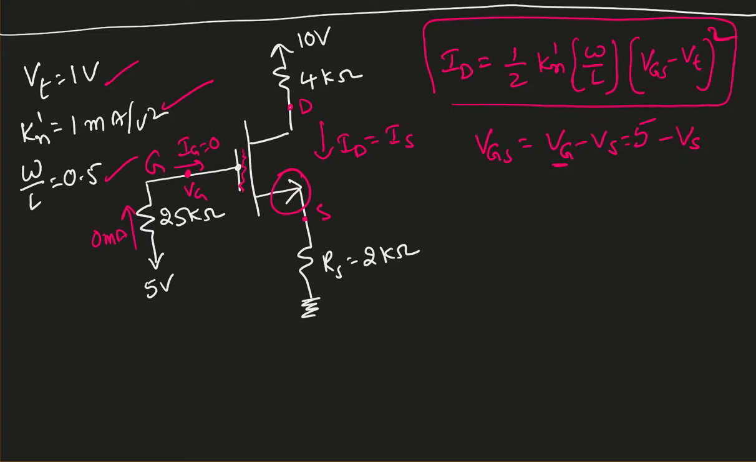Instead of VS, can we find something else? So here is my VS. I know this current is ID. So I can say my VS is nothing but 2K times ID. If I take ID in milliamperes, so it's 2 ID, where ID is in milliampere.